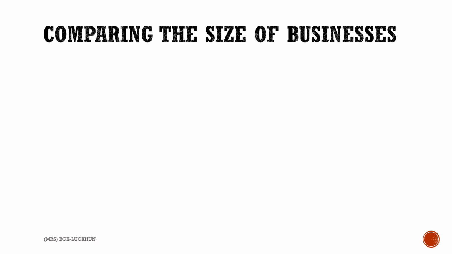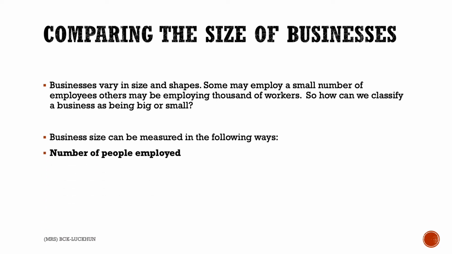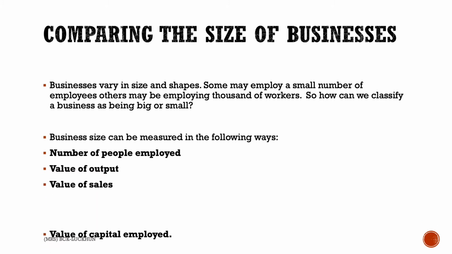Comparing the size of businesses. Businesses vary in size and shape. Some may employ a small number of employees, others may employ thousands of workers. So how can we classify a business as being small or big? Therefore, business size can be measured in the following ways. Firstly, by the number of people employed. Secondly, by the value of output. Thirdly, the value of sales. And fourthly, the value of capital employed.